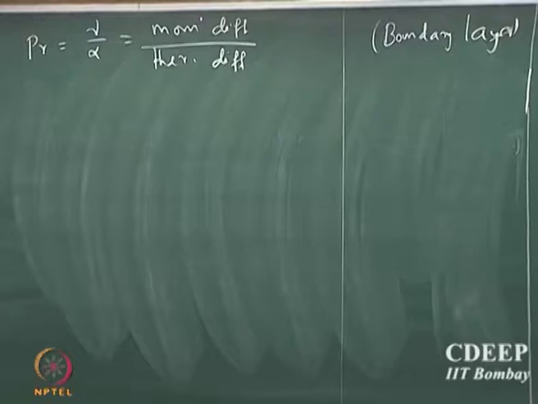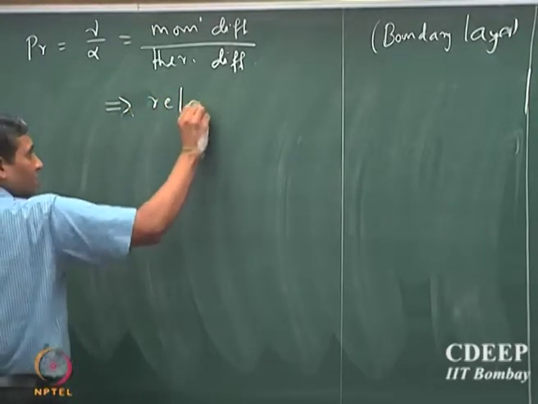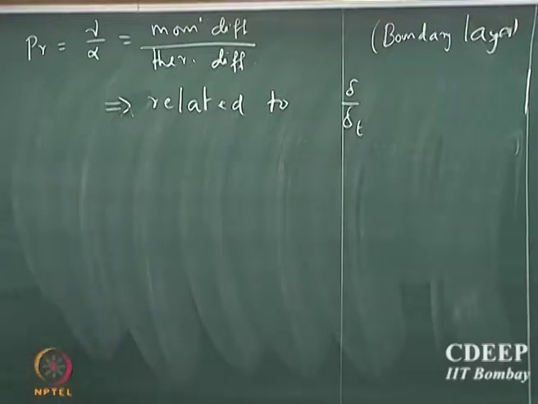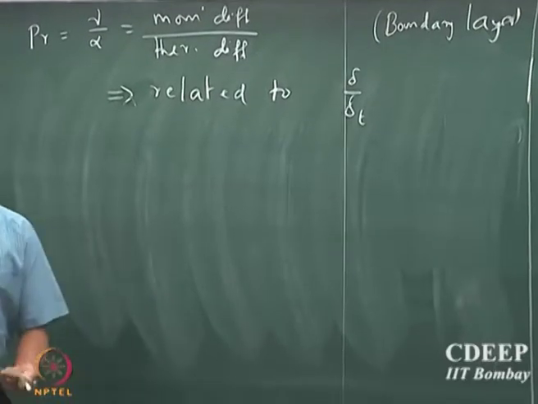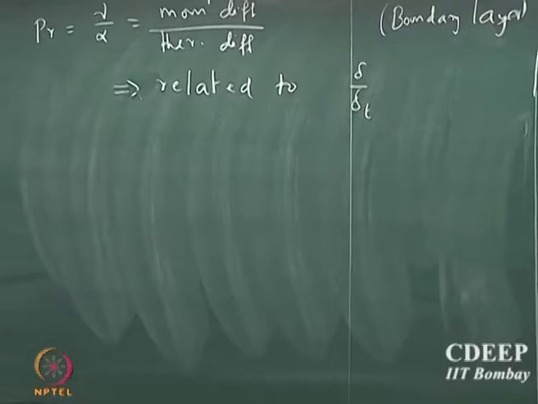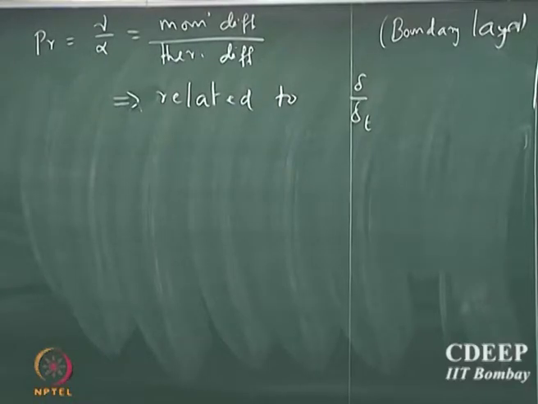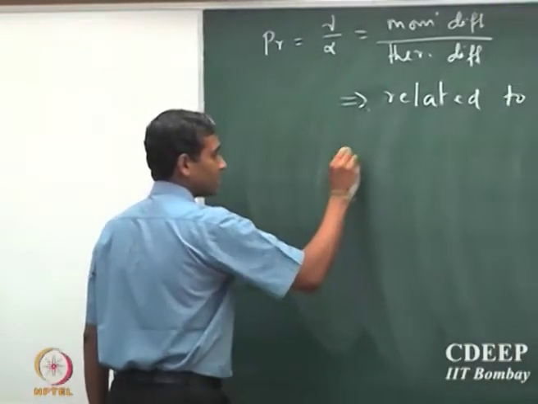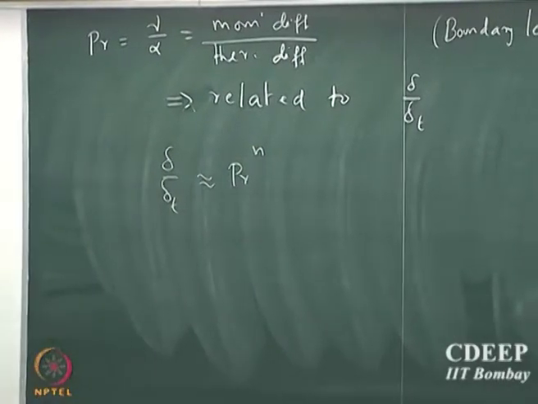So the momentum diffusion and the thermal diffusion have to somehow be related to the delta and the delta temperature. What is delta? Delta is the boundary layer thickness. The momentum diffusion is occurring in the boundary layer, and it has to be a function of the boundary layer thickness, and the thermal diffusivity has to be a function of the thermal boundary layer thickness, because that is the domain in which these two processes are occurring. So, therefore, this is the general functional form. Okay.